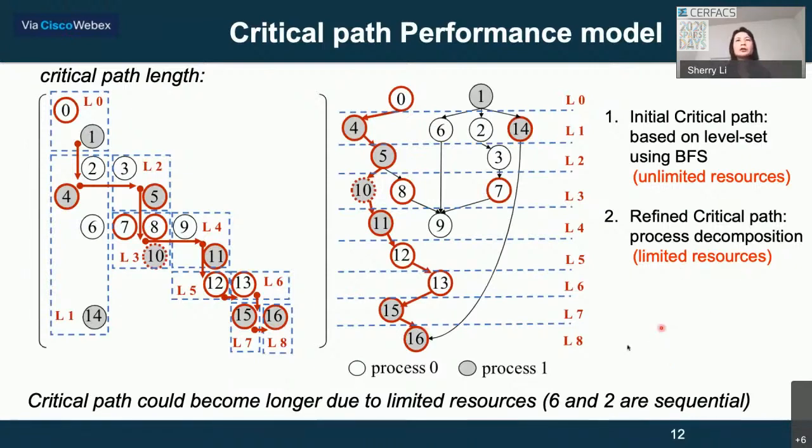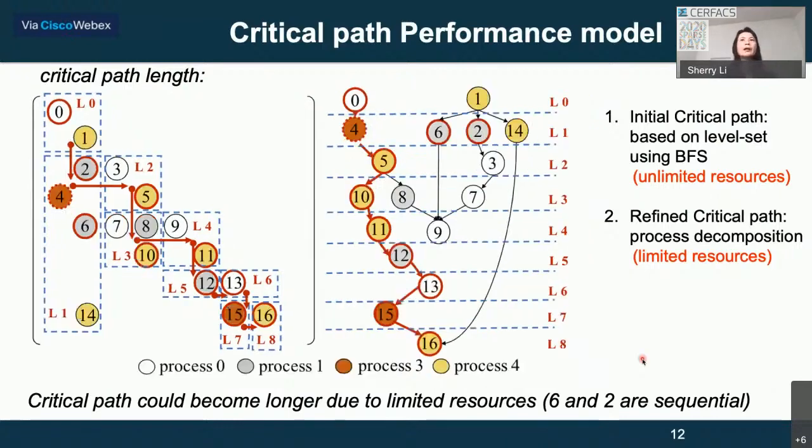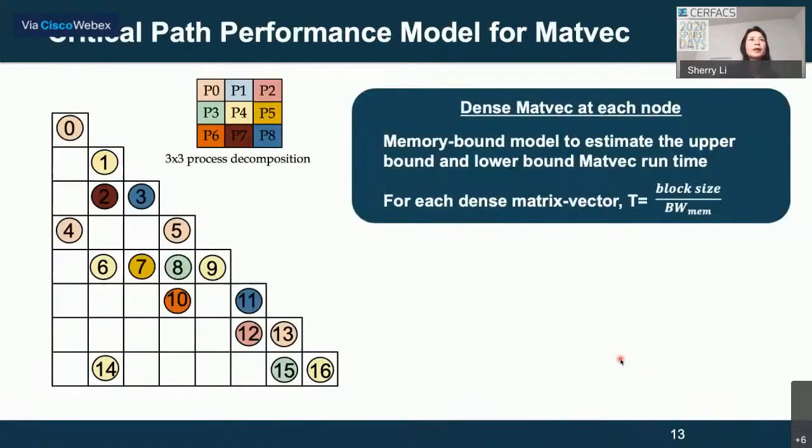That means within each level, if 2 nodes are assigned to the same process, then these 2 things have to happen sequentially, one after another. So that's something we take into account. After this second process configuration, the critical path length will be longer because of the sequentiality here. So that's the 2 steps. And this picture essentially is what I just said.